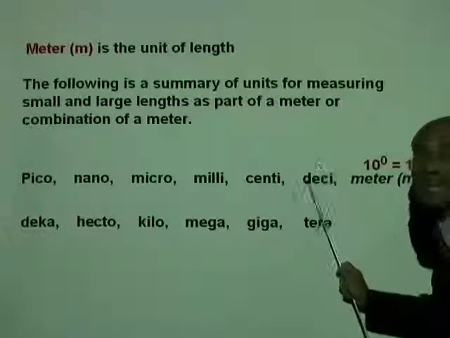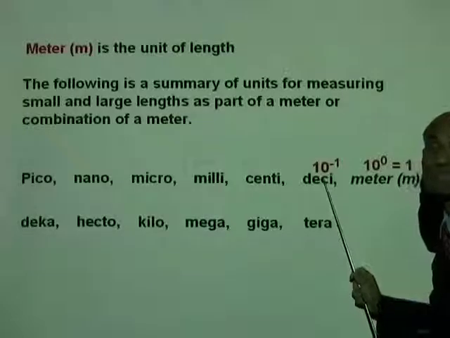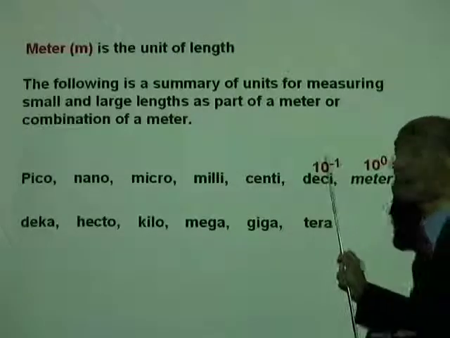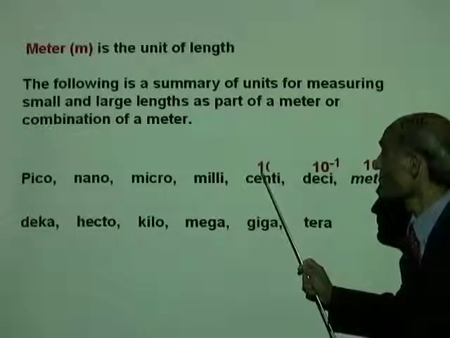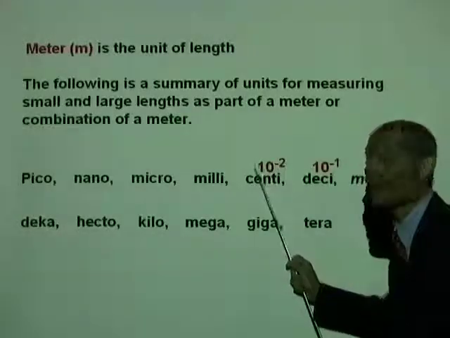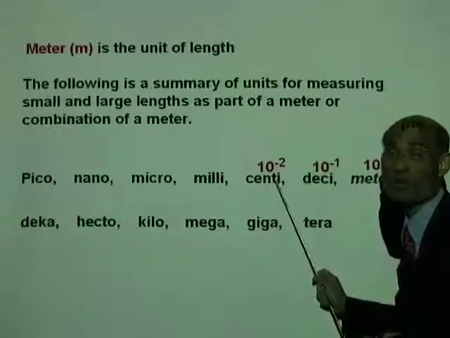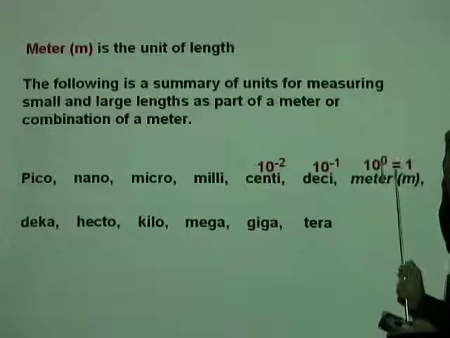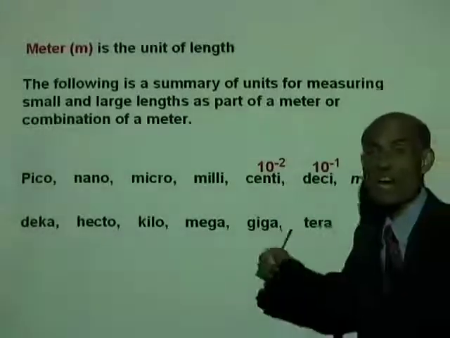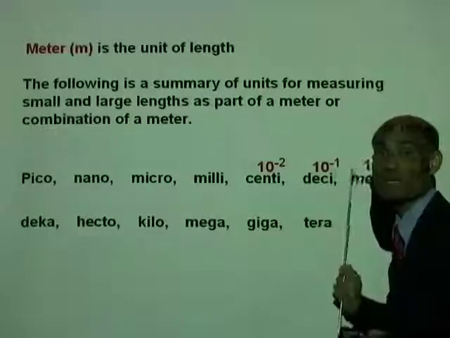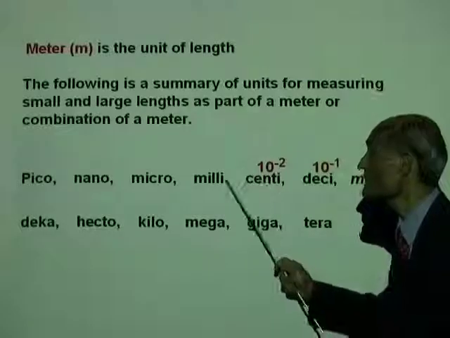And 1/10 of a meter is called a decimeter. Look at this, 10 to the power of -1. 1/10 of a meter. 1/100 of a meter is called a centimeter. So how many centimeters are there in a meter? A centimeter is 100th of a meter. That means there are 100 centimeters in a meter.